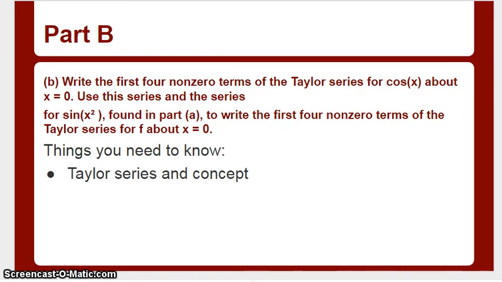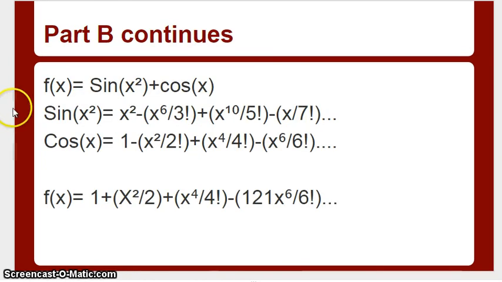Okay, so it wants us to use the sine of x squared and the cosine of x to write the first 4 non-zero terms for the Taylor series for f about x equals 0. In equation form, it would look like this. f of x equals sine of x squared plus cosine of x. Now, here are the two equations side by side. Now, we would add both of these equations together to get this final product.